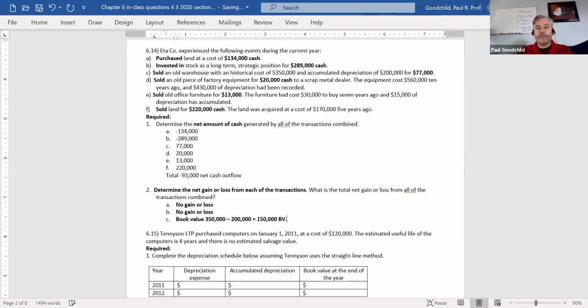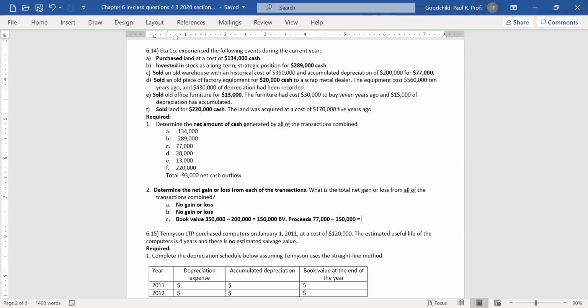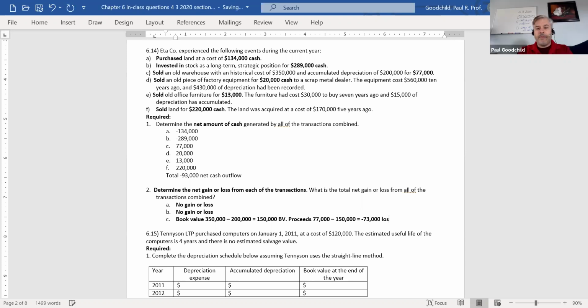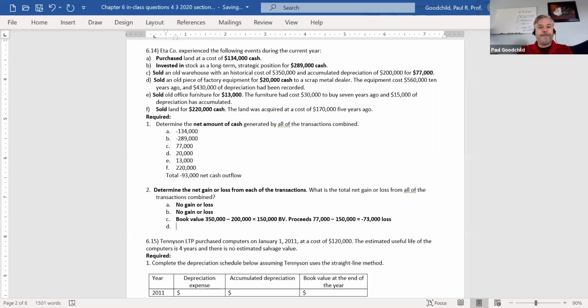Proceeds, 77,000 minus the 150,000. And so 73, 73,000 loss. Thank you, Dylan. D, sold an old piece of factory equipment for $20,000 cash.